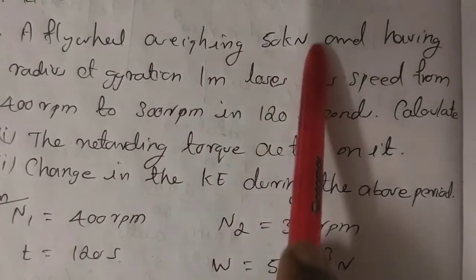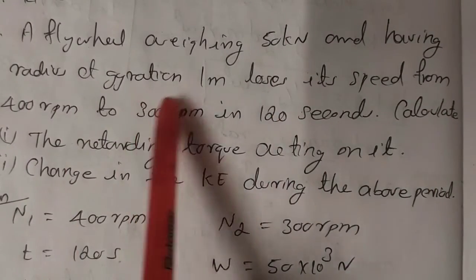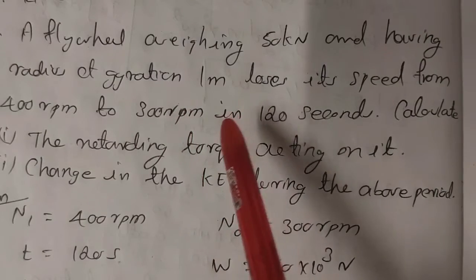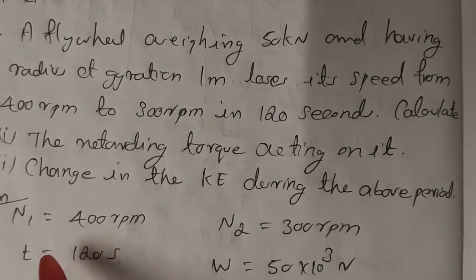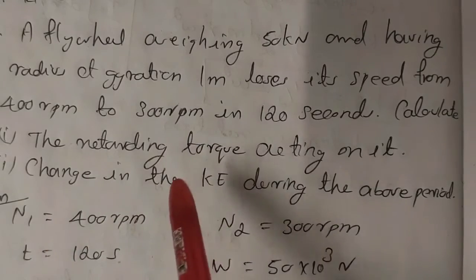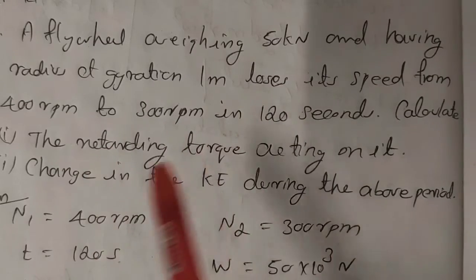There is a flywheel, the weight of the flywheel is 50 kilonewton, and having the radius of gyration of 1 meter. What is the radius of gyration, and what is the difference between the radius and radius of gyration? Theoretically they have different values, but practically in these cases both are the same.